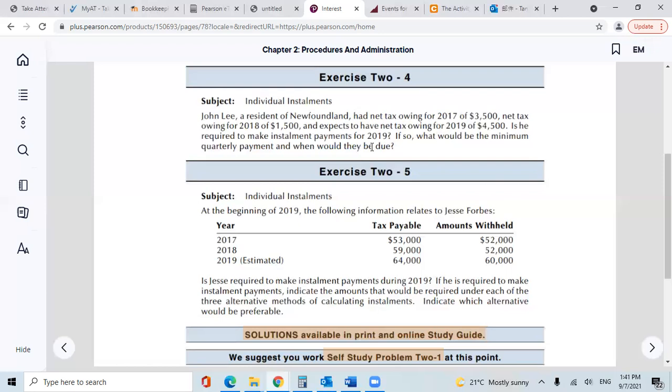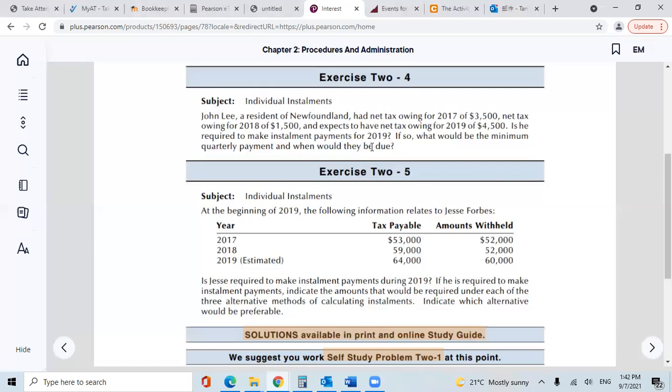So always the first alternative is to think of the current year's tax owing. Current tax owing is $4,500. We divide by 4, you get over $1,000 you need to pay, right? And then alternative number 2, you need to consider 2018's total amount owing. That will be $1,500. You divide by 4, you get 375. It's much less than the 2019 one.